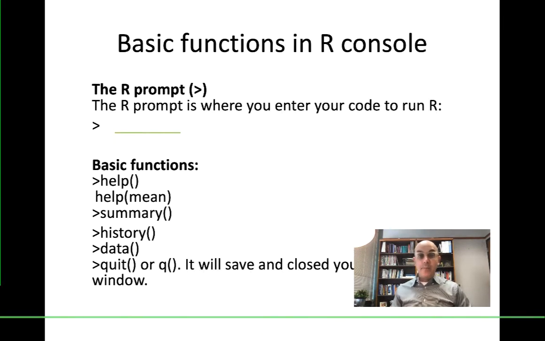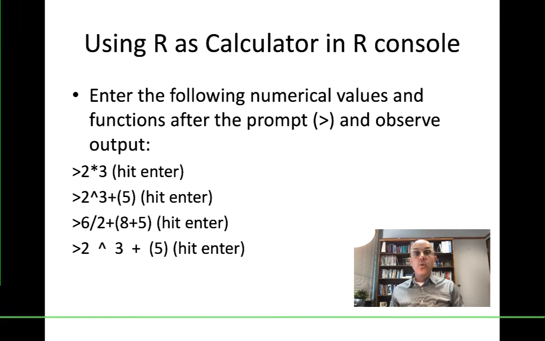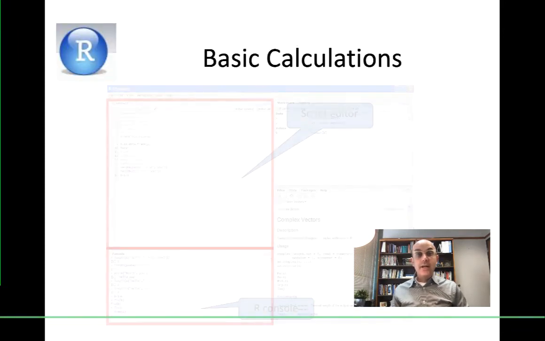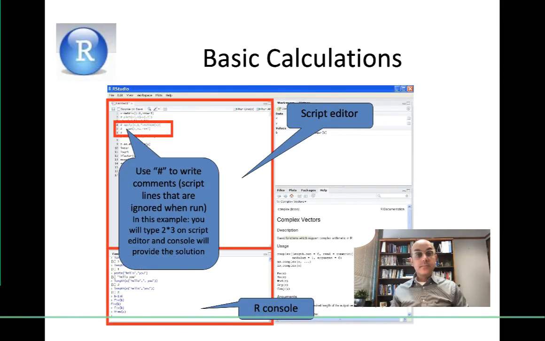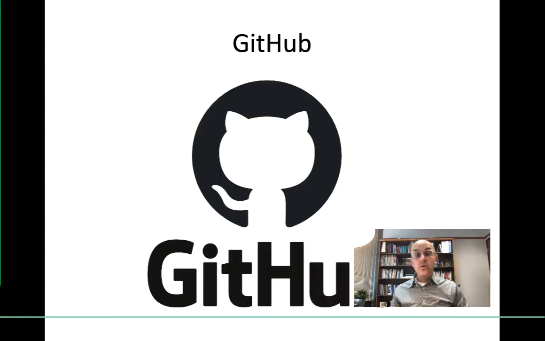environment in the R. So basic functions in R: help, summary, history, data, or quit are part of any terminology that we might have. If you are using R as a calculator, again, this is basic terminology for these functions, and I hope you will enjoy that. So again, I try to do that and try to explain that.